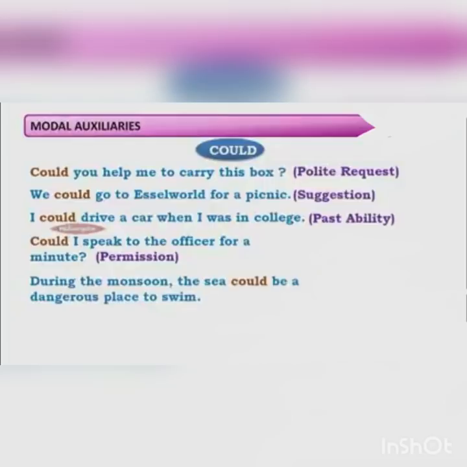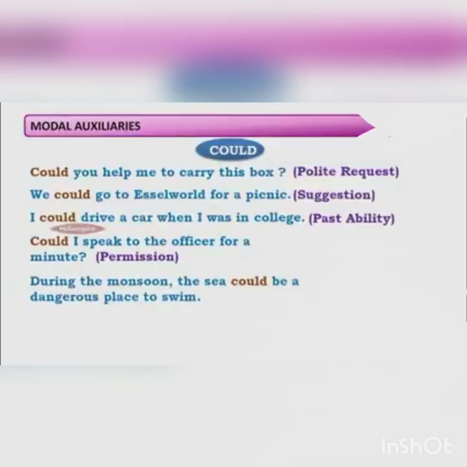Could. Example, could you help me to carry this box? Now, does it seem past ability? No. Here it is a polite request and not past ability. The person is requesting to help him. So, the example it goes, could you help me to carry this box? It is a polite request.